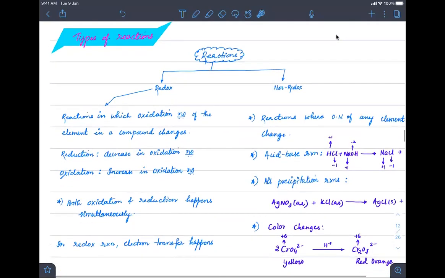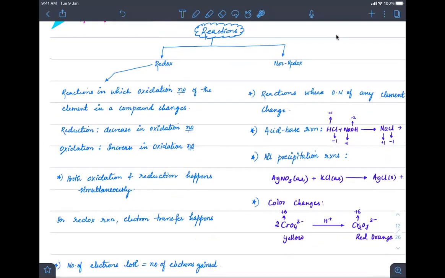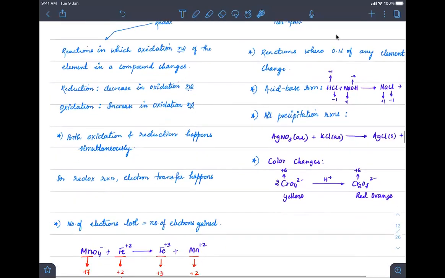And then I told you what the types of reactions are. Generally, a reaction can be categorized into a redox kind or a non-redox kind. A redox reaction is one where oxidation as well as reduction is taking place simultaneously. What we see in a redox reaction is that electron transfer will always take place, either moving away from the species or coming to the species.